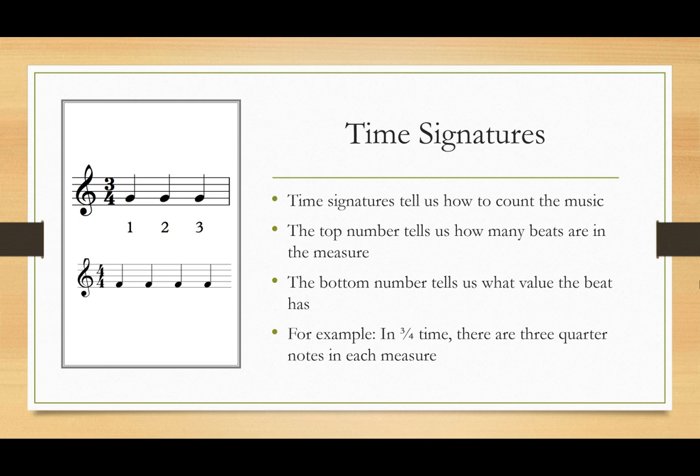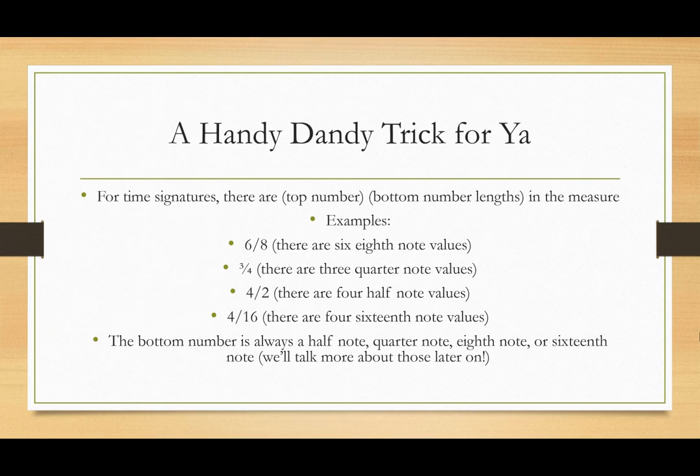Okay, time signatures, not to be confused with key signatures. Time signatures tell us how to count music. The top number tells us how many beats are in the measure, and the bottom number tells us what value the beat has. So for example, in 3/4 time, there are 3 quarter notes in each measure. So then in 4/4 time, how would we count that? You would have 4 quarter notes in each measure. And we'll get to this more in our note values presentation, but this is just an overview.